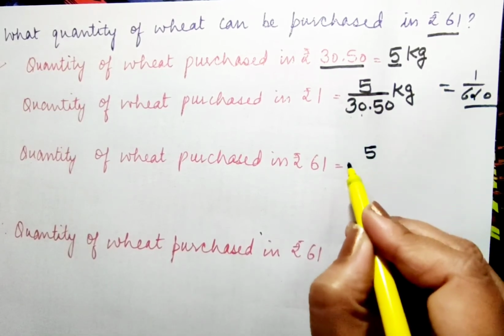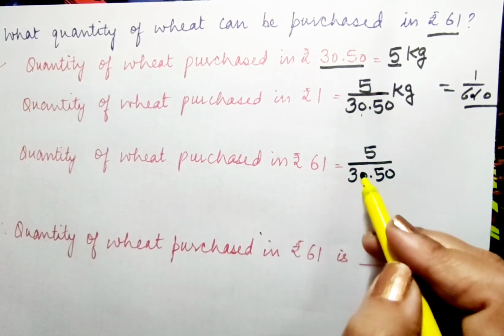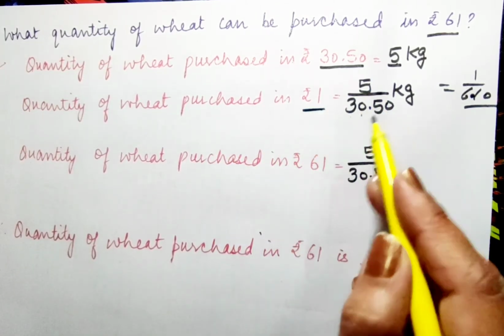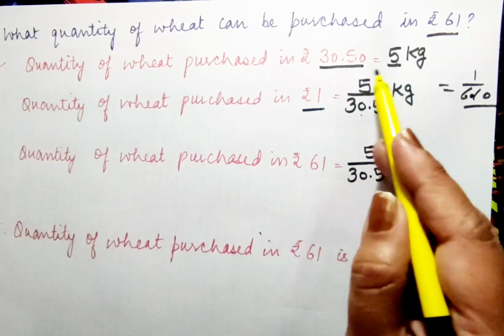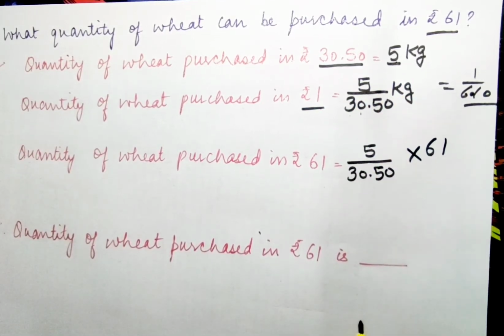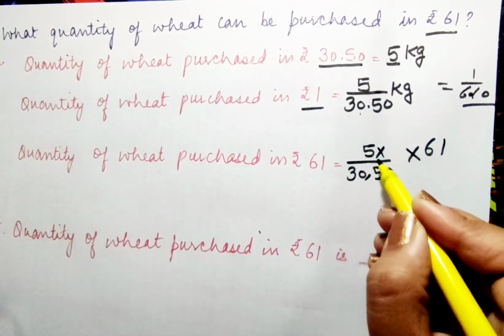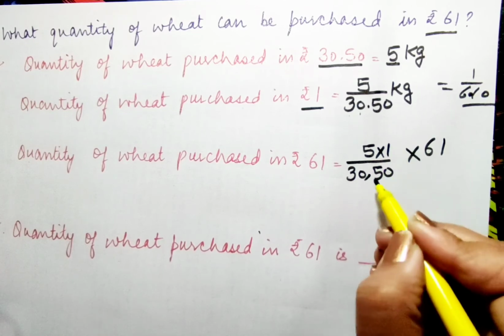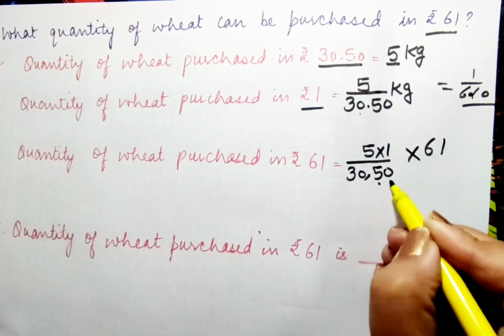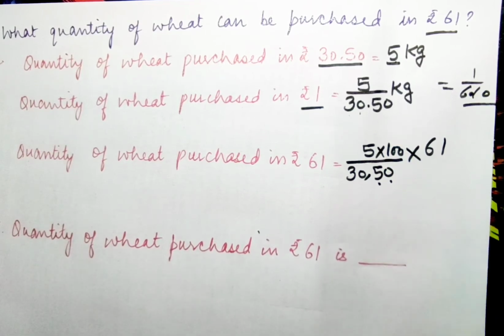So 5 upon 30.50. Again, this was the quantity purchased for rupees 1. Now for rupees 61, this thing needs to be multiplied with 61. Right. Now we can remove the decimal from here, and in the numerator 1 and after decimal 1, 2, 2 places are there, so 100 will be multiplied in the numerator, right?